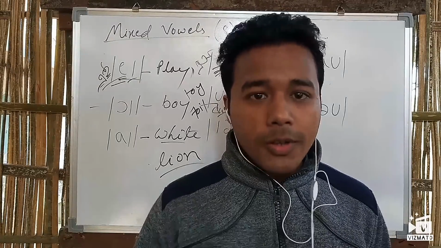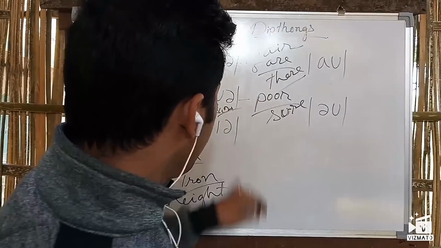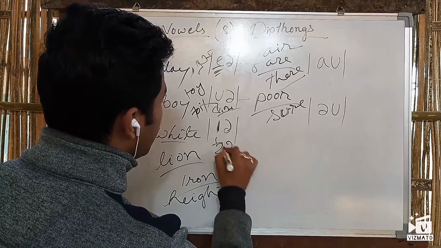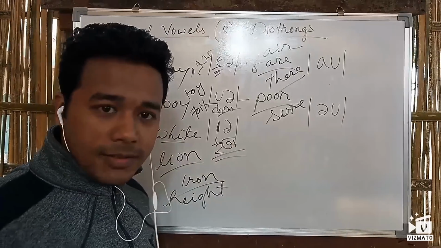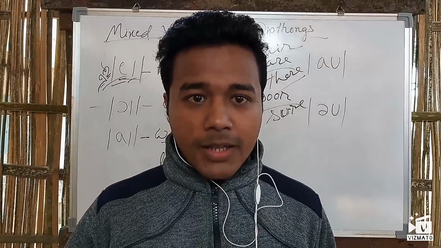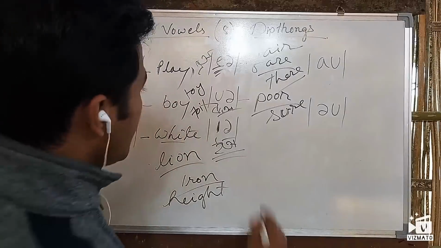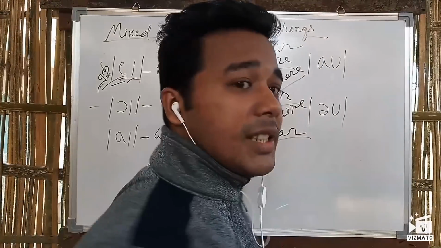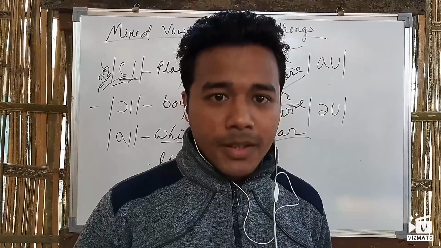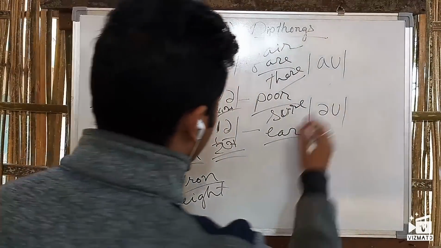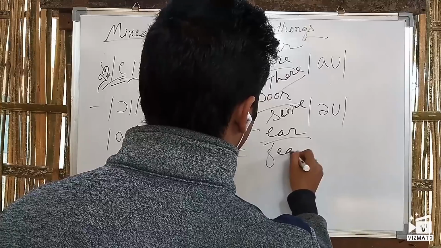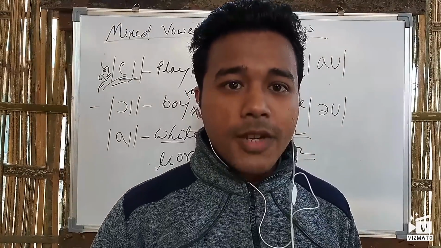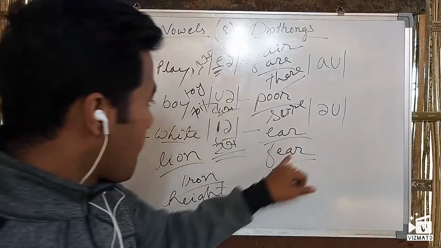Poor, sure, right? Then we have this E sound and A sound. Ear, right? This could be found in the word like ear, E-A-R, ear. Like so, we can say ear, fear, right? Ear.